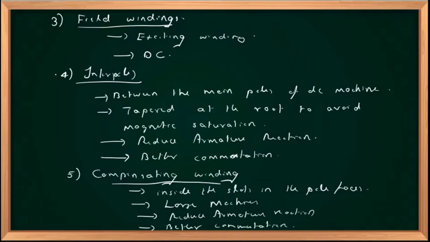So both interpoles as well as compensating windings can reduce the armature reaction as well as improve the commutation. Make sure that this compensating winding is only used for large machines because it is highly complicated to construct these windings inside these pole shoes. So these are mainly significant only for the very large machines.